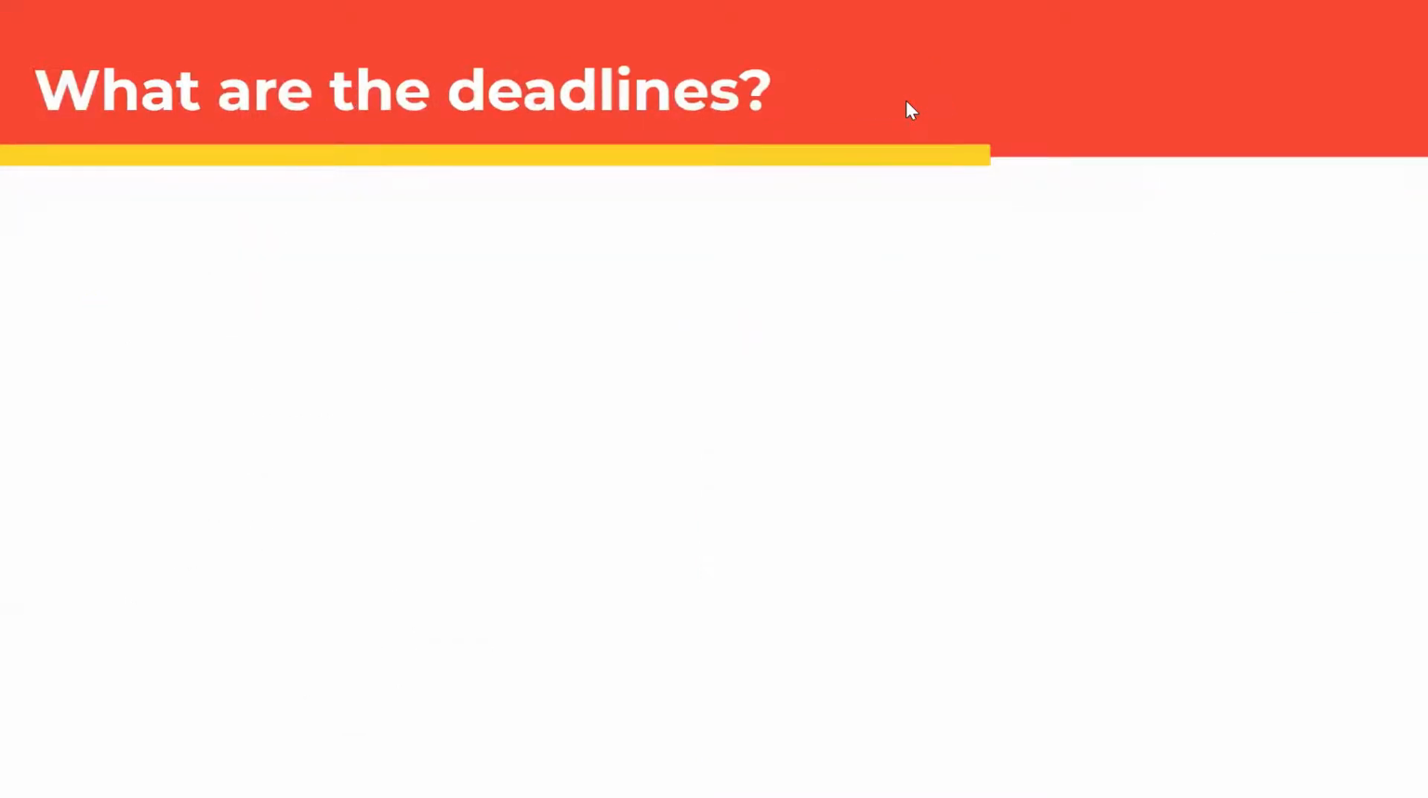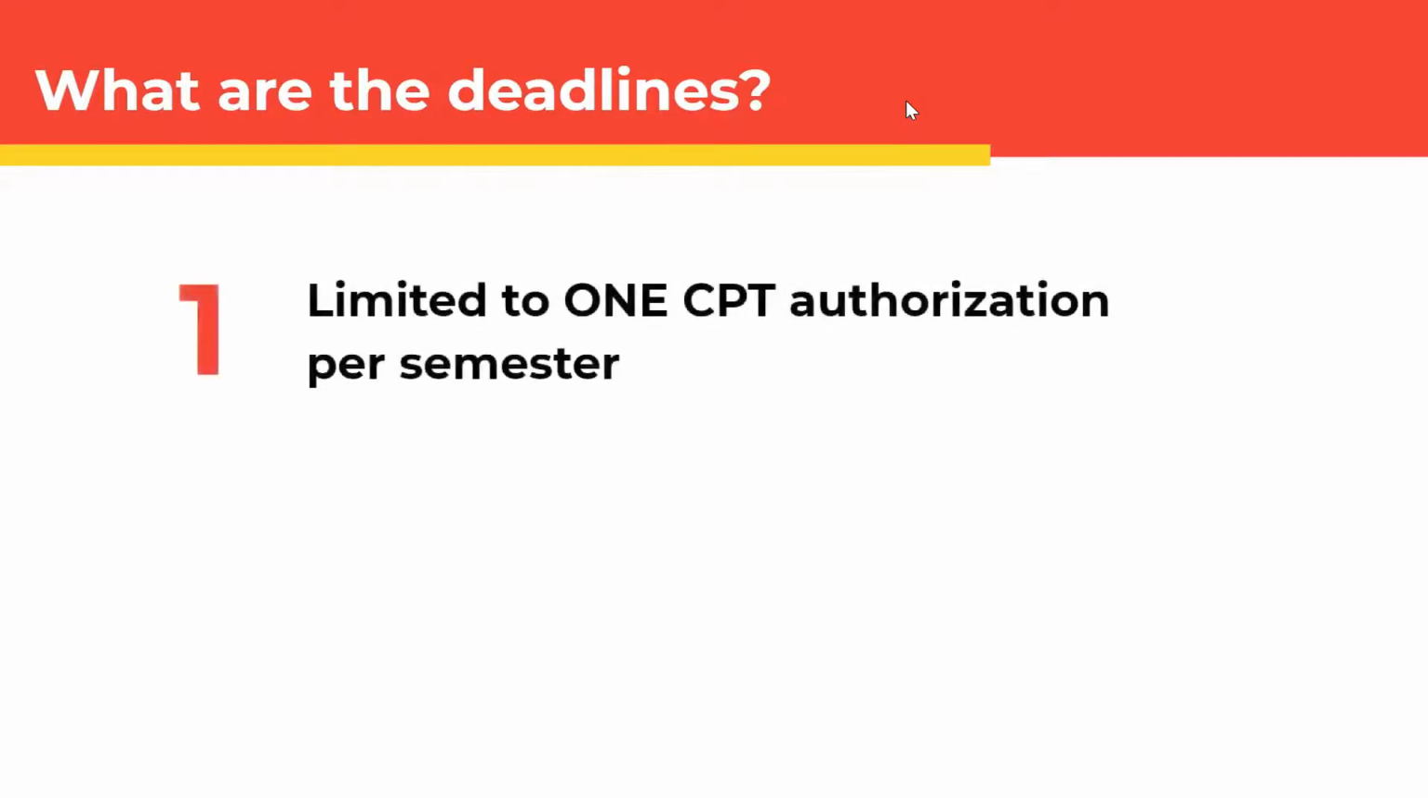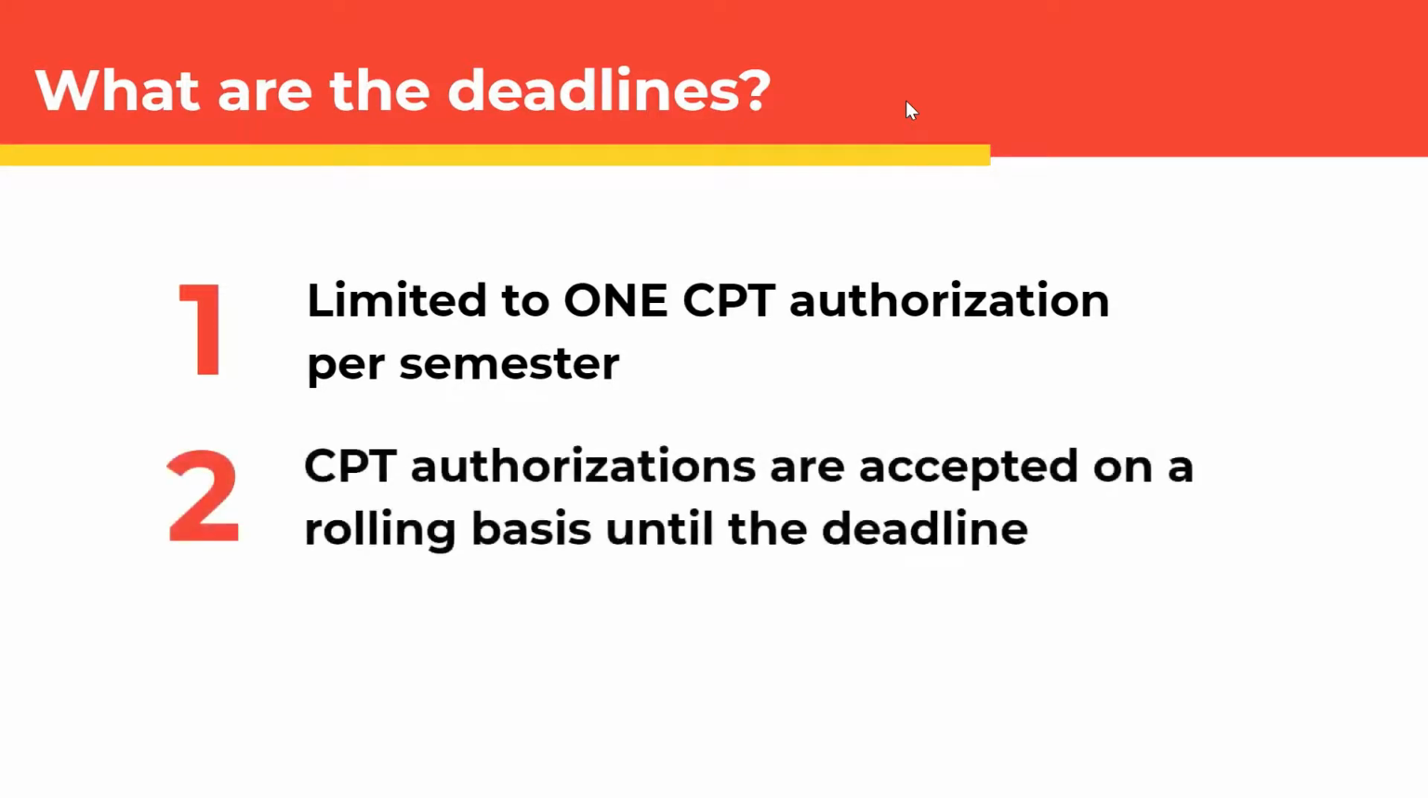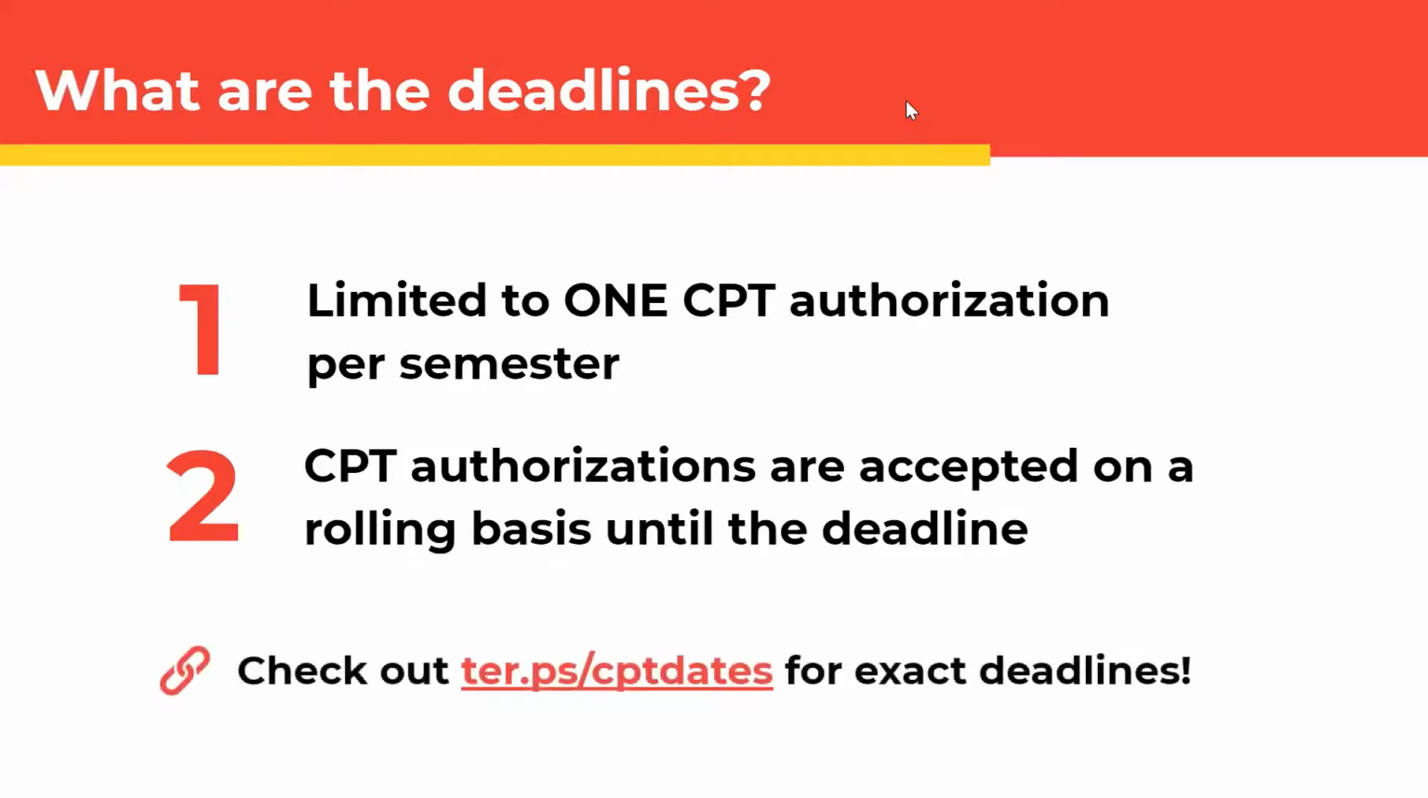There are some other deadlines and important things to think about when you're applying for CPT. First off, you are limited to 1 CPT authorization per semester. So this means that if you apply for CPT for 1 internship, but that internship falls through to, say, something like COVID, which actually happened to some students, you will not be able to apply for another internship in CPT during that semester again. But the good news is that CPT authorizations are accepted on a rolling basis up until a certain deadline, which is usually about halfway through the semester, but you have to look at what that deadline is on the ISSS website for UMD, or you can check out this link right here in the video's bio.